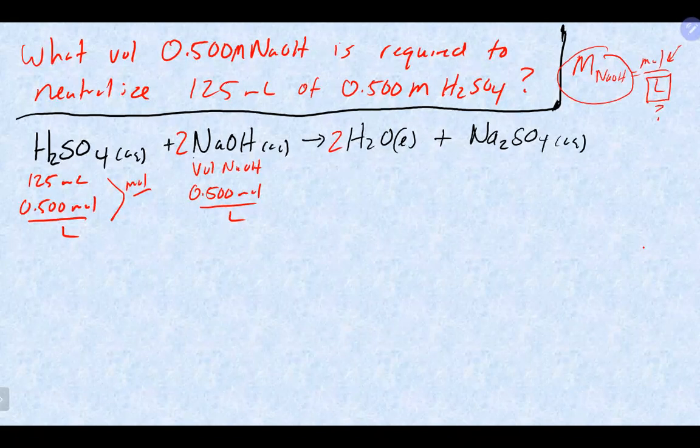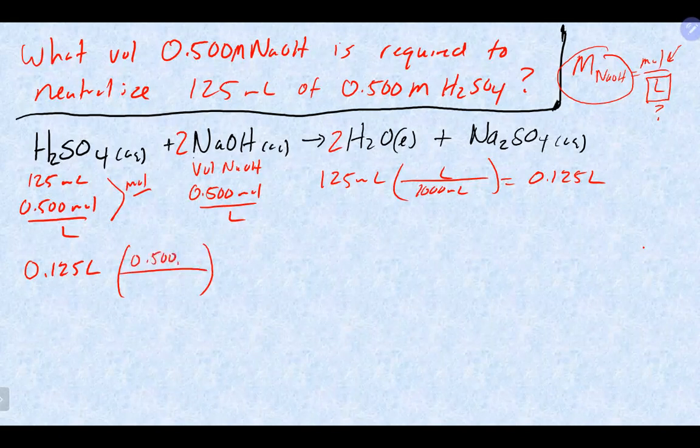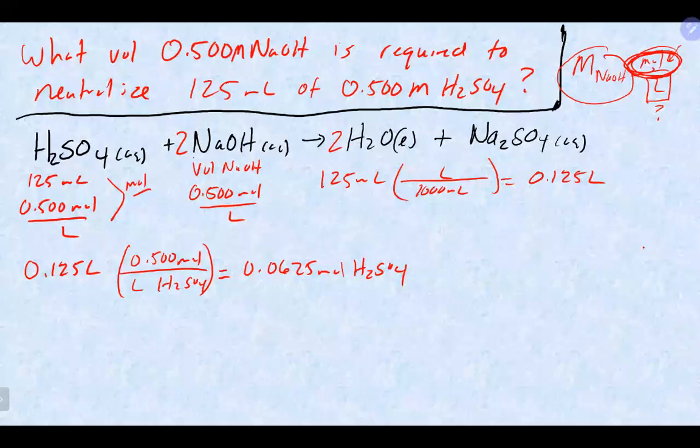So starting with our volume that we do need to convert into liters, we're going to divide by 1,000. And that's going to give us 0.125 liters. We're going to times it by the molarity of the sulfuric acid, moles per liter of the H2SO4. That gets us 0.125 times 0.5, 0.0625 moles of H2SO4. Once again, though, we are missing the moles, not of the acid, but the moles of the base.